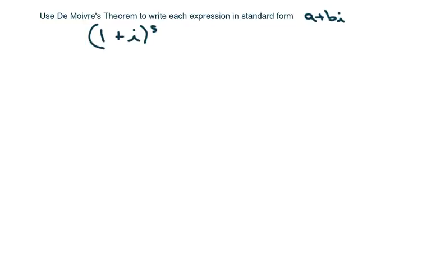Hi everyone, we're going to use De Moivre's theorem to write each expression in standard form. This is different than the previous video we did because it's not in polar form yet. So this is in the complex plane because we have the i's. The first thing we want to do is find the magnitude, and the magnitude is going to be the square root of 1 squared plus 1 squared, and this is going to equal square root of 2.